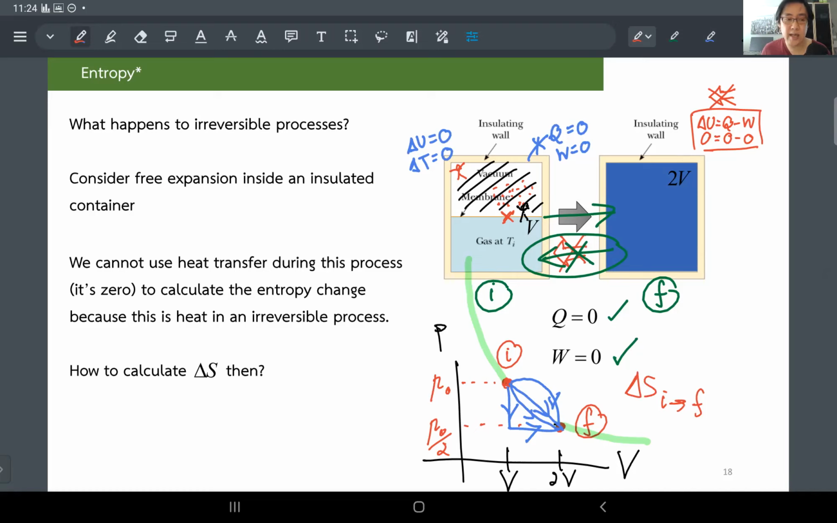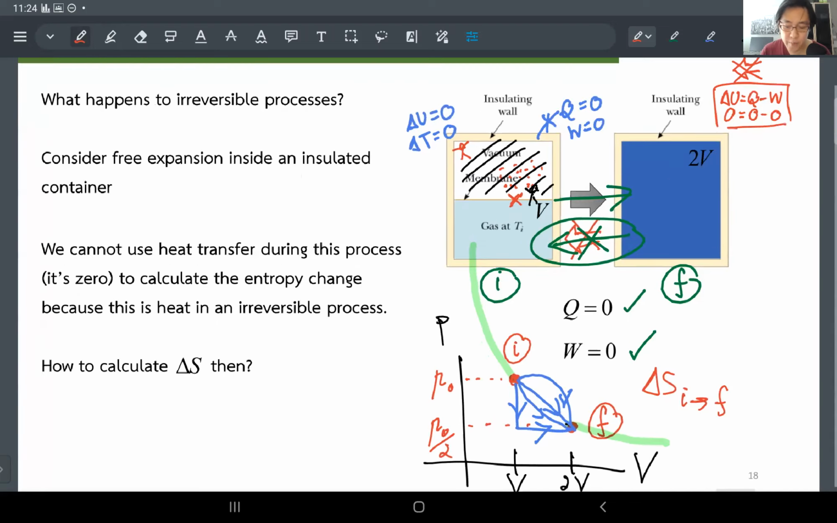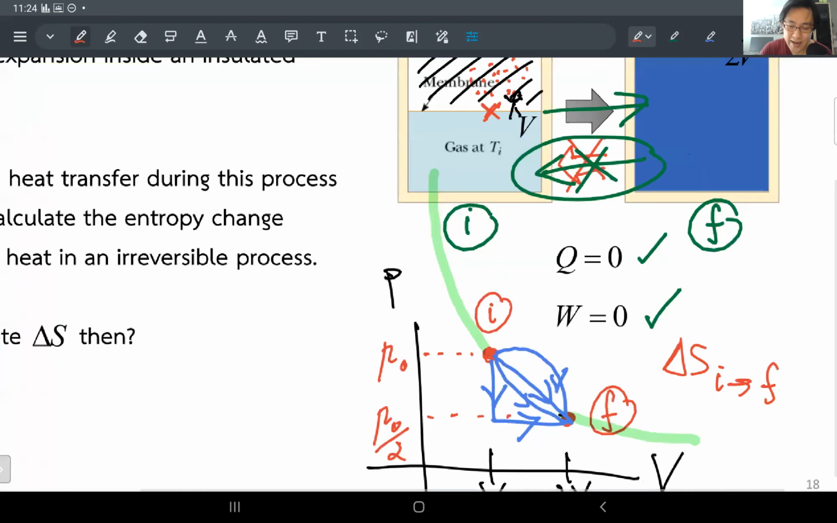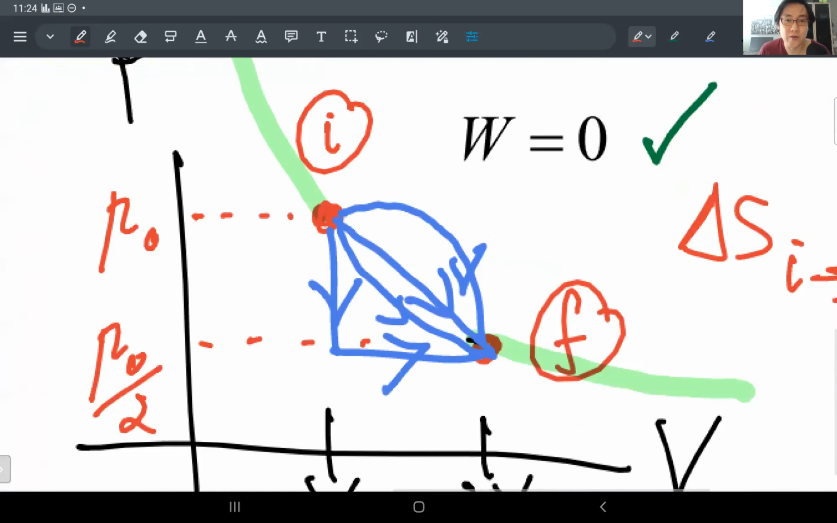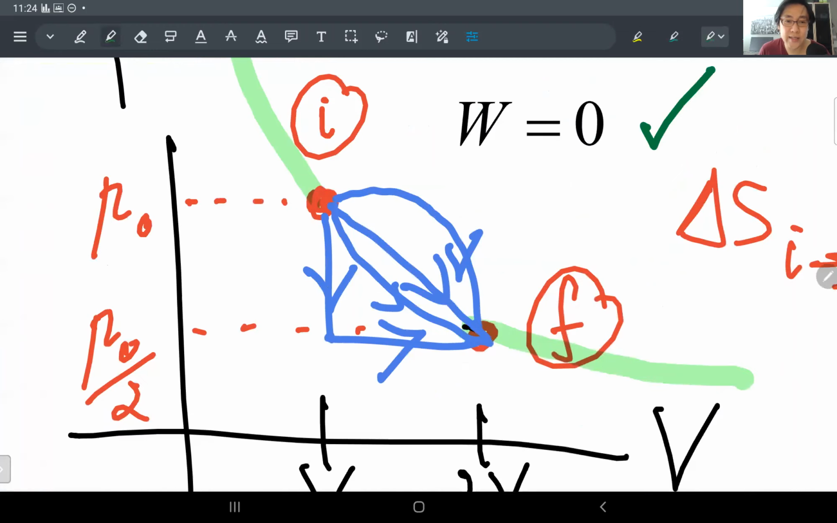Okay, so that is the utility of the entropy. First of all, it doesn't matter. Pick your curve and calculate the heat over the temperature. You will get the entropy change no matter which shape of curve you pick. So if that is the case, which curve are you going to pick? Of course, if I have a choice, I'm going to pick the isothermal curve because these two points are on the same isotherm. So I'm going to pick the isothermal process connecting I to F.